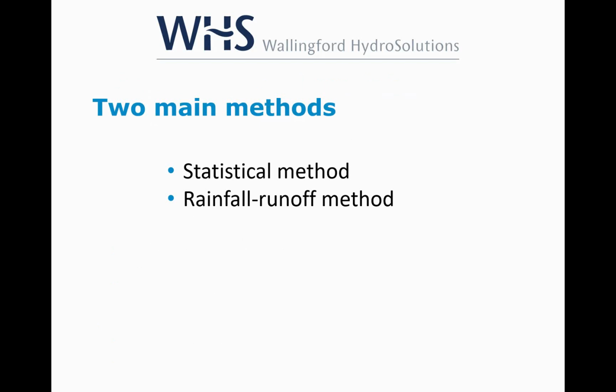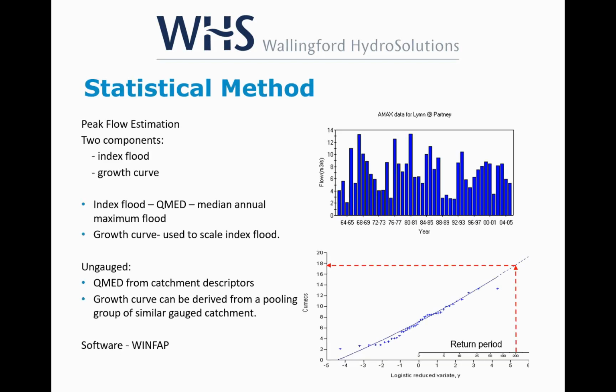So as I've described before, there's 2 main methods, the statistical method and the rainfall runoff method. I'm going to very briefly describe each of these, but if you'd like further details, there are a number of presentations on our website. So the statistical method allows the user to estimate the peak flow for a given event. There are 2 main components, estimation of the index flood and estimation of the growth curve. So the index flood is the QMed, the median annual maximum flood.